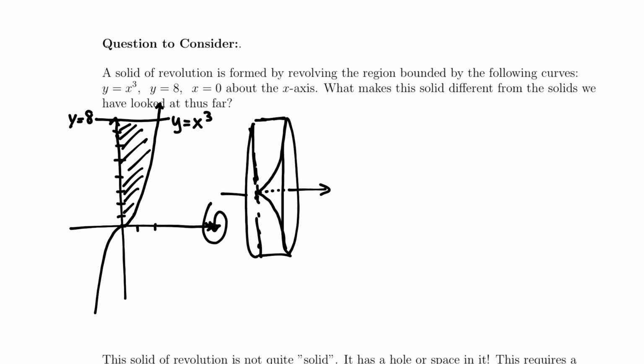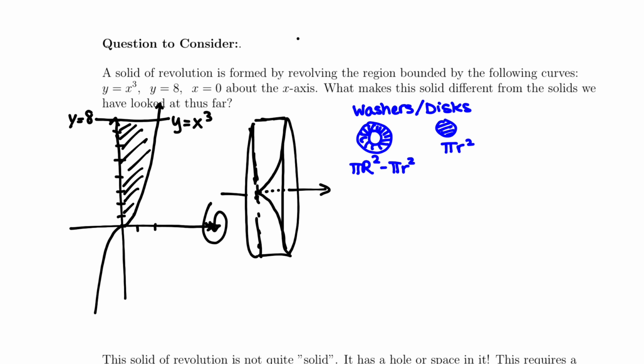So if we're going to use washers, we're going to be cutting perpendicular to the x-axis, right? Let me just write down, whether you use washers or discs, it's the same method. The difference is discs do not have a hole in them, so the formula is just pi r squared. Washers do have a hole in them, so washers are for places where you have gaps in your figure, and that formula from last time would be pi big R squared minus pi little r squared.